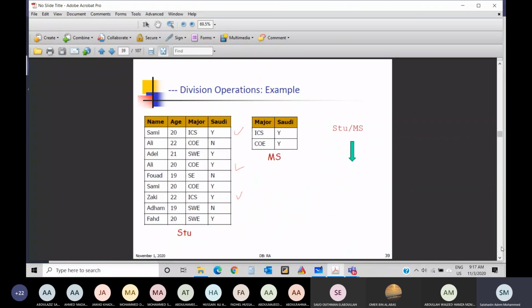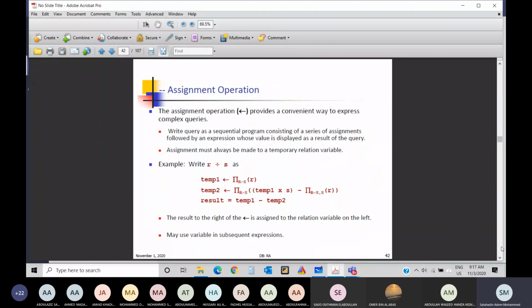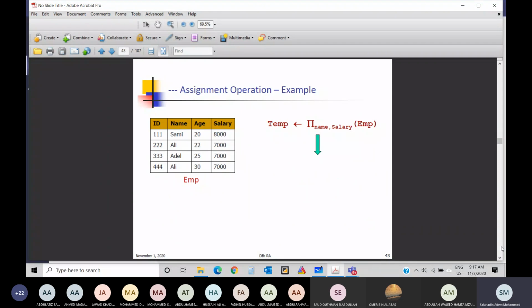Okay, so that was division. Let's go now to assignment statement. This one. Assignment statement, what it will do is the output table will be called temp. Okay, Shabab? So let's say I have an employee table. So what did I say? The employee table, make a projection. I just want the name and the salary, say. But I want the output table to be called what? Temp.